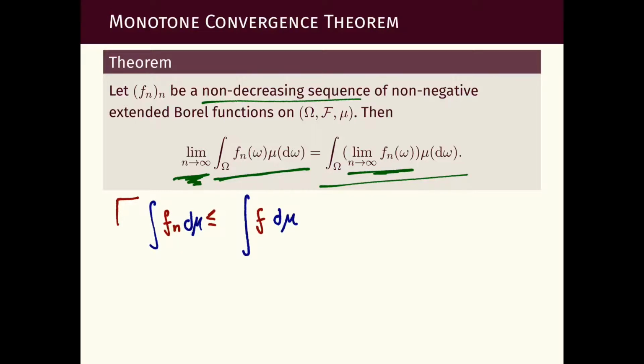Since this inequality holds for each number n, and non-strict inequalities are preserved by limits, we can take the limit here on both sides of this inequality. I'm not going to write the limit on the other side because it doesn't depend on n. So this direction, we have it already. Now what we need to show is the other direction, that this limit will be at least equal to the integral of f.